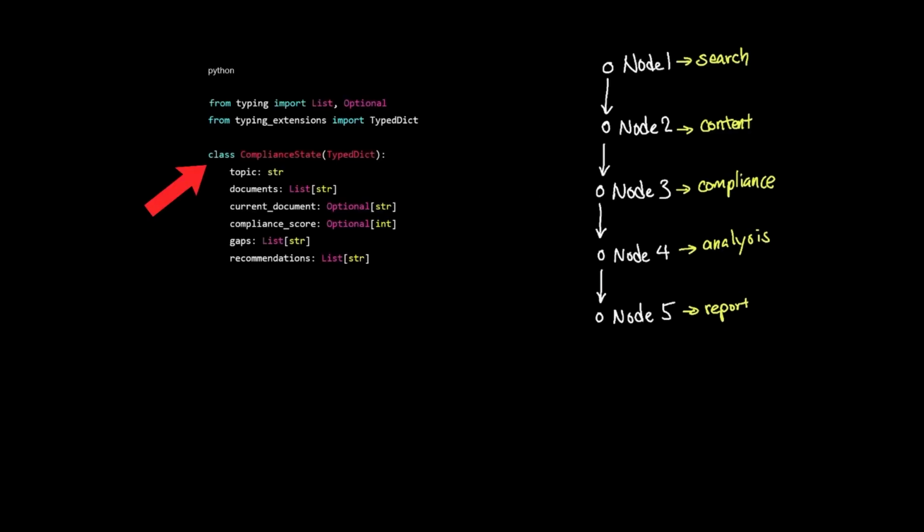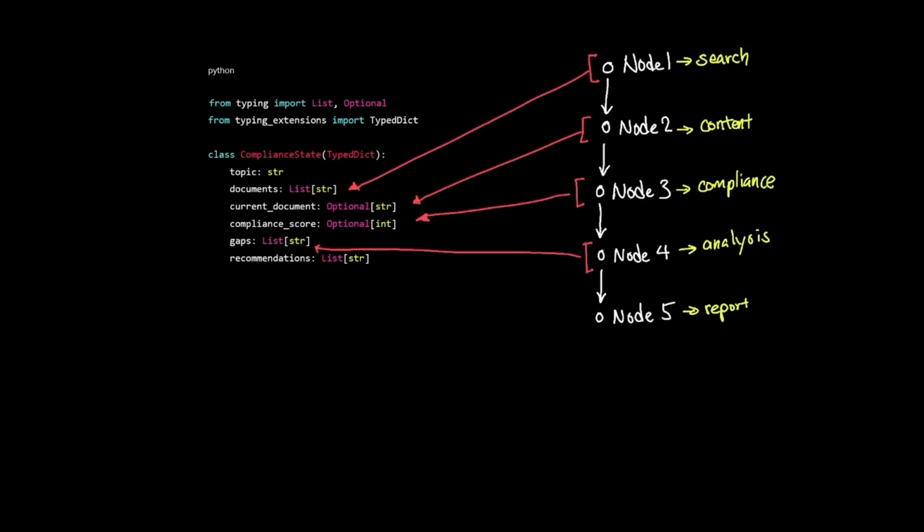For example, class ComplianceState(TypedDict): topic: str, documents: List[str], current_document: Optional[str], compliance_score: Optional[int], gaps: List[str], recommendations: List[str] can be used for the nodes we identified before. As the workflow progresses, each node updates relevant state variables. Node 1 populates documents with found policy files. Node 2 processes individual documents and updates current document. Node 3 calculates compliance score. Node 4 identifies gaps. Node 5 generates recommendations.